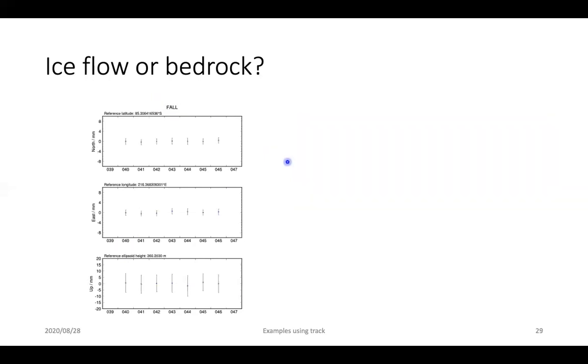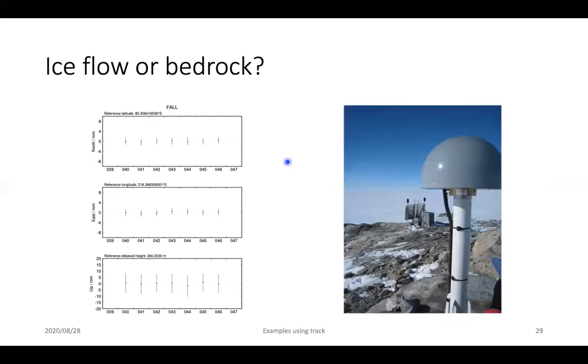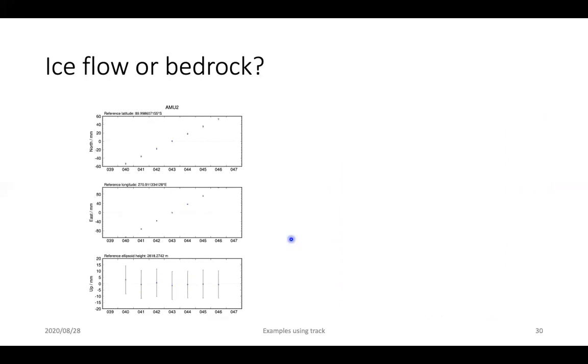Here's another one, FALL, which looks very similar to the first two, and you would be quite right if you guessed that this site is on bedrock. And here is a picture of it. Again, some bedrock outcropping. And here's one last site, AMU2, which again shows motion over a week. This is moving fairly rapidly, not quite as quickly as the one that we saw before. This is really just a few centimeters over a week now.